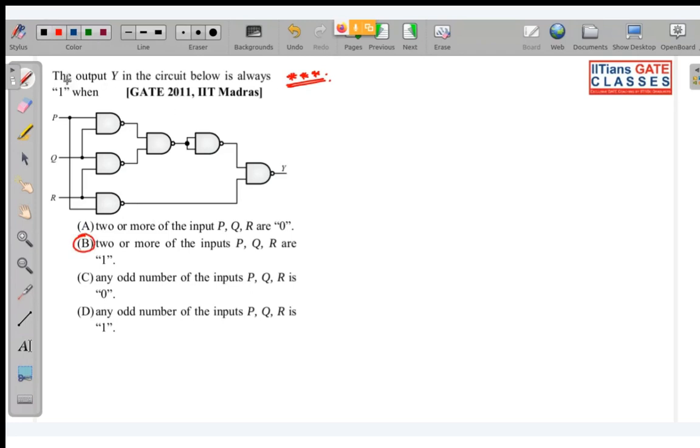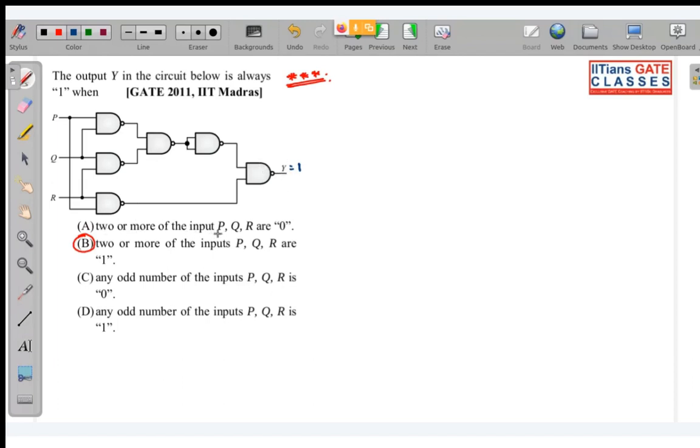So what is given? The output Y in the circuit below is always 1. So this needs to be 1 when? If this needs to be 1, what should be the condition? This is your NAND gate. So if this needs to be 1, what can we do? Look at the options.